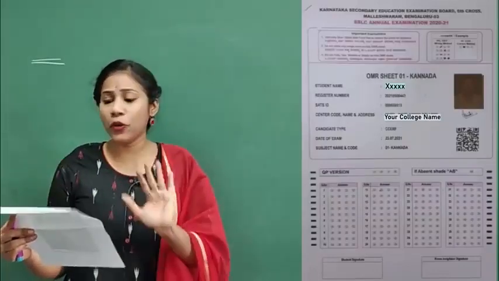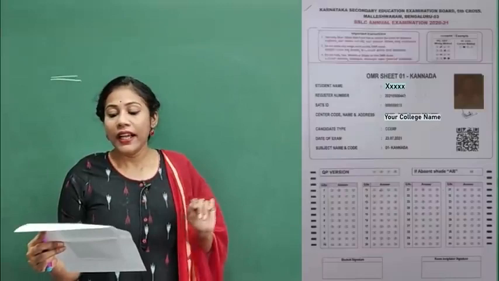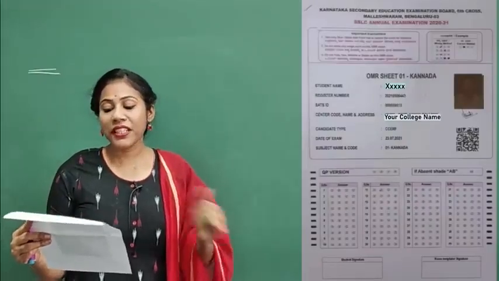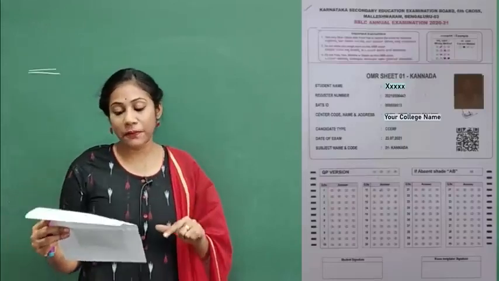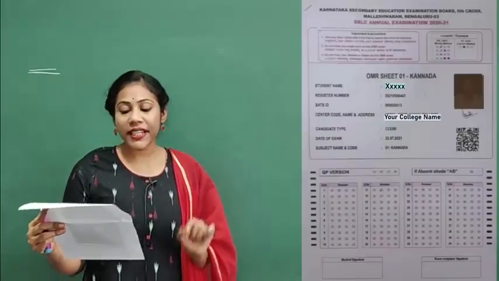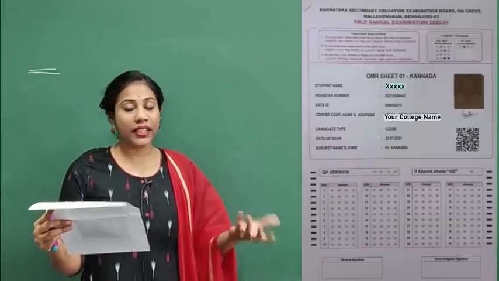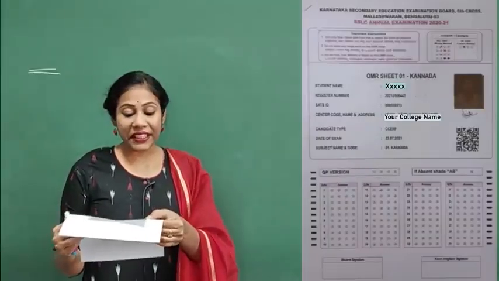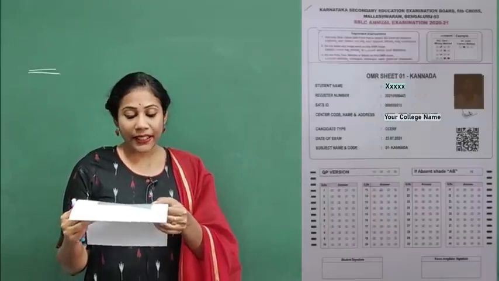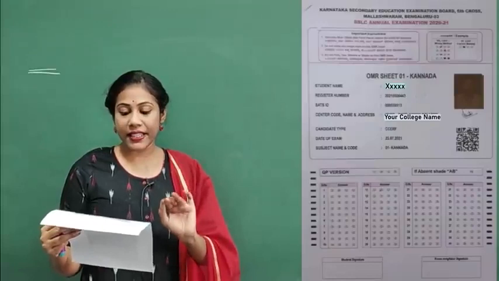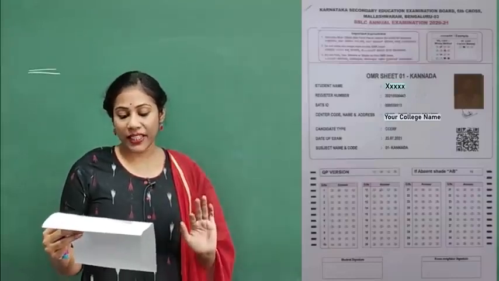And this is how that OMR sheet looks like. And see, the first thing they mentioned was the subject name. After the subject, you have certain information which includes the student's name, register number, SATS ID, center code, name and address, candidate type, and later date of exam and subject name and code. Everything is there on the OMR sheet itself.